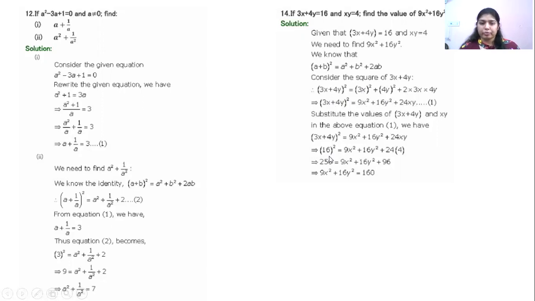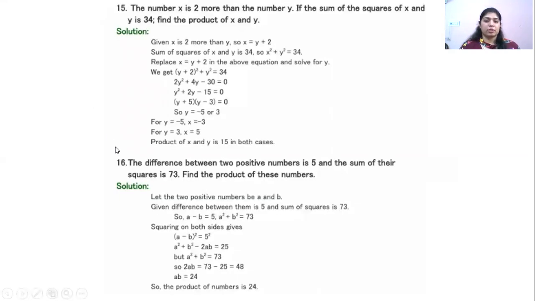We'll get 16 square is equal to 9x square plus 16y square plus 24 into 4. 16 square is 256 and 24 into 4 is 96. When this 96 changes its sign from right to left, it will be minus from this 256, and 256 minus 96 gives you 160. So our answer, 9x square plus 16y square, is equal to 160.